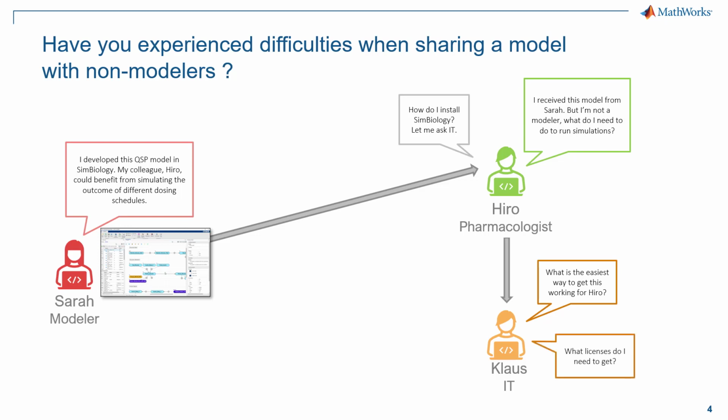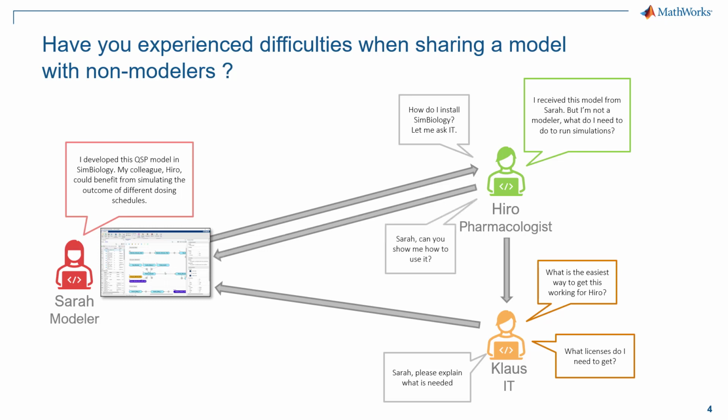Klaus from IT would get that request and would try to help him. But he would need first to know what licenses, what software is needed for Hiro, what needs to be installed on his computer. So he would probably get back to Sarah to ask for explanations and get more information. Once this is done, once the software is installed on Hiro's computer, and Hiro has now the SBProj file, well, he still doesn't know how to run simulations, really. He doesn't know SimBiology, so he might probably get back to Sarah to ask for help.